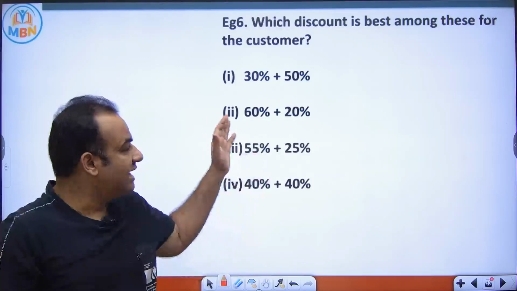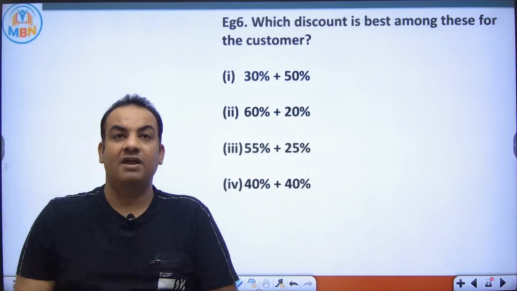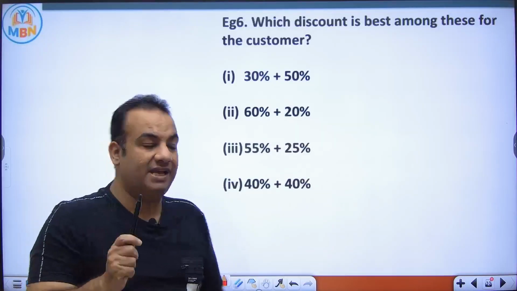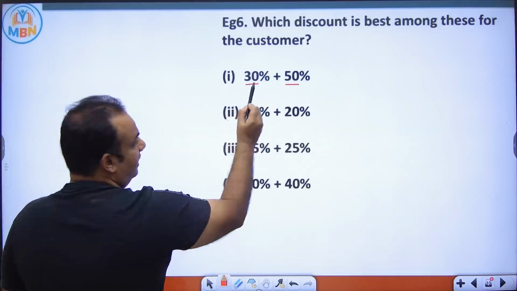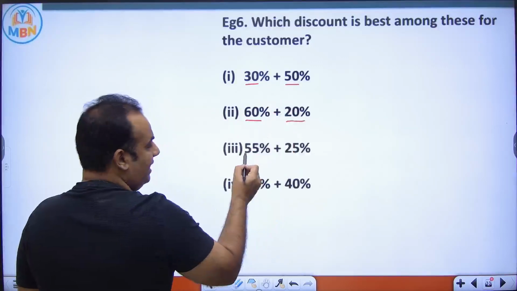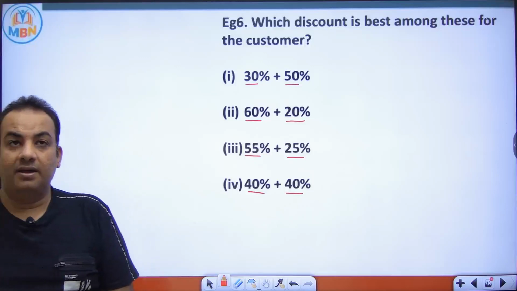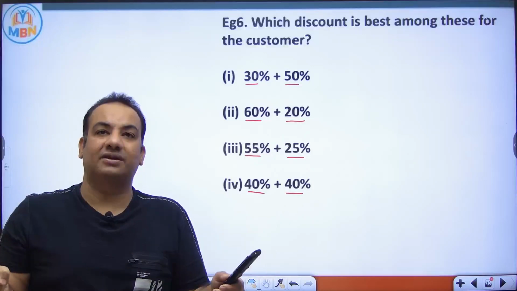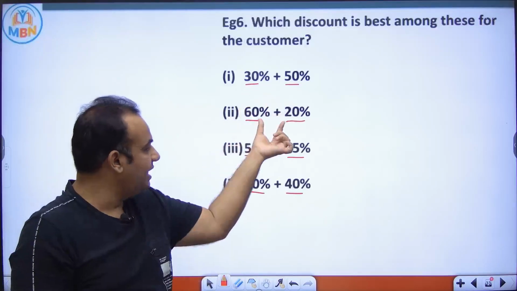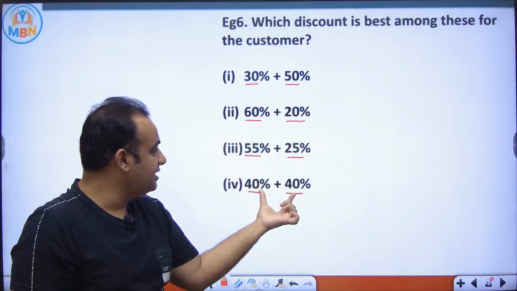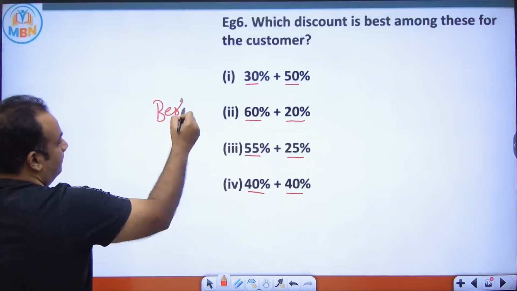One way is I should calculate all the values and check which one is a better discount. But the shortcut is, whenever you have to check which discount is best, always focus on the values. If their sum is the same: 30 plus 50 is 80, 60 plus 20 is 80, 55 plus 25 is 80, 40 plus 40 is 80. The farther apart the values are, the bigger the discount. Here the gap is 20, here the gap is 40, here the gap is 30, here the gap is 0. So maximum gap, maximum discount. So this is the best discount for the customer.